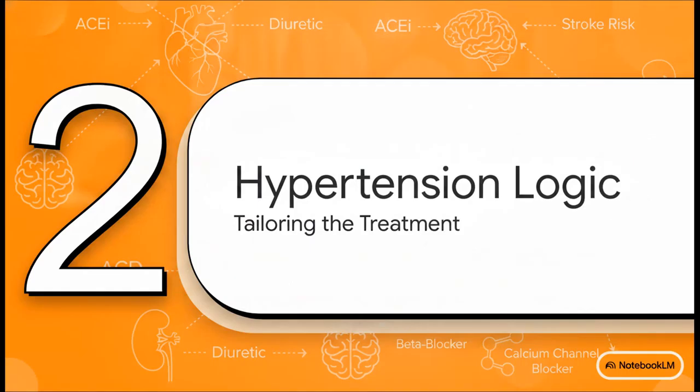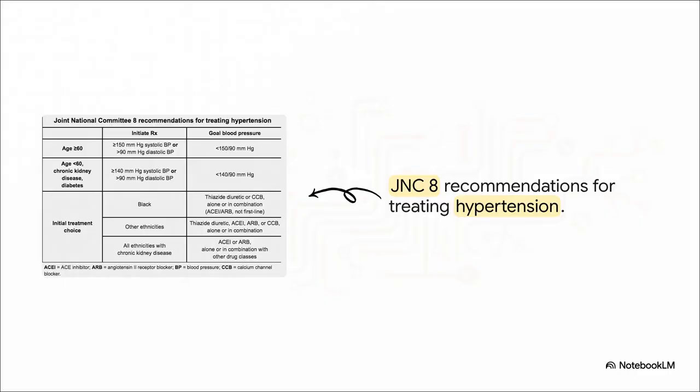Moving right along to Section 2, hypertension comorbidity logic, and how we tailor the treatment. Looking at the JNC8 recommendations, there's a clear distinction to make. For patients 60 and older who don't have chronic kidney disease or diabetes, we don't initiate blood pressure meds until they hit 150/90. But if they do have CKD or diabetes, age doesn't matter. The target is immediately more aggressive, and we initiate treatment at 140/90.